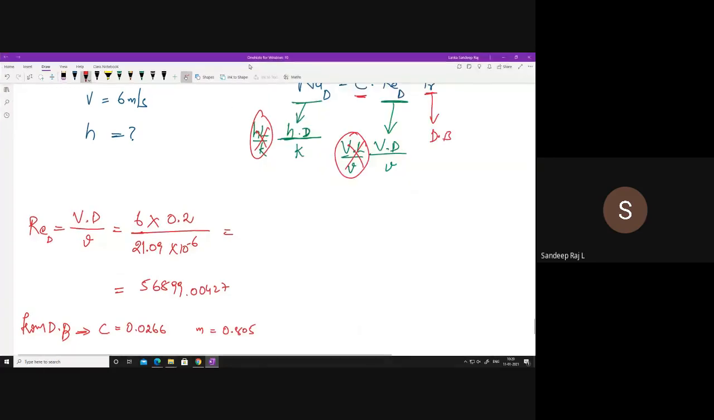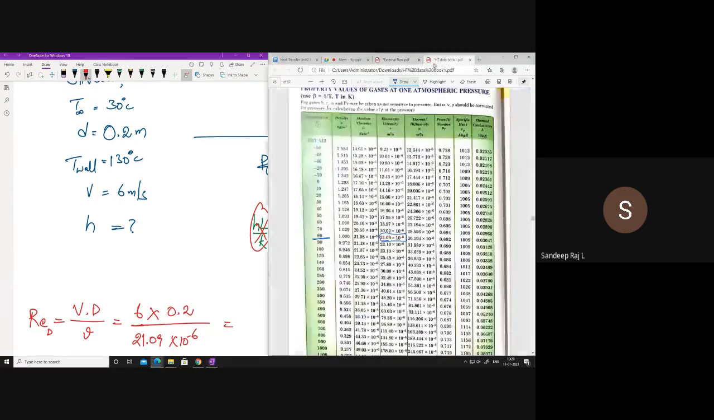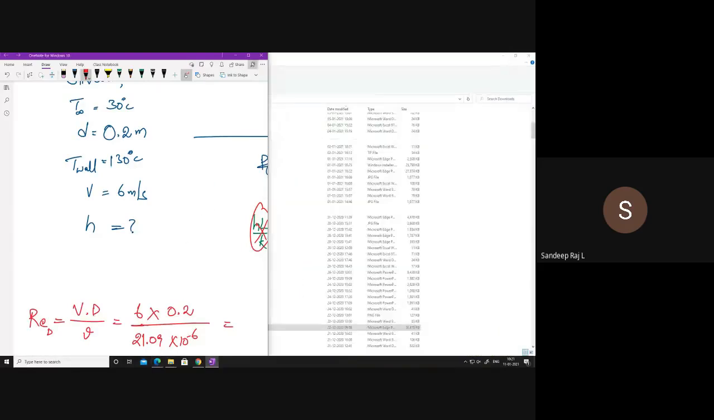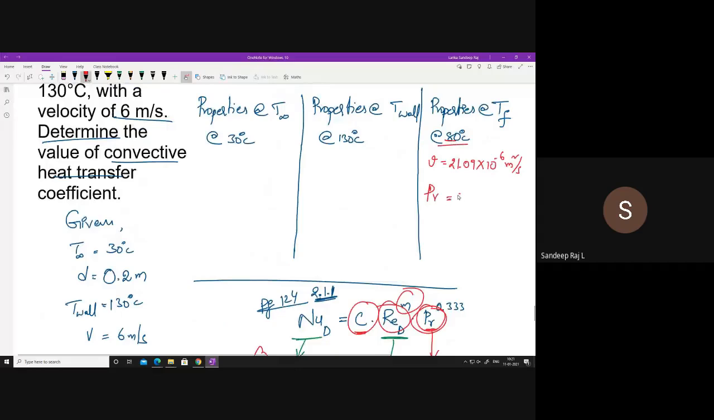This is the C and M value. Now that you know it, you know the power and C values. The Reynolds number is also known to you. You have to get the Prandtl number value. For that, you refer to your data book at 80 degrees centigrade. The Prandtl number value is 0.692. So write that 0.692 here.